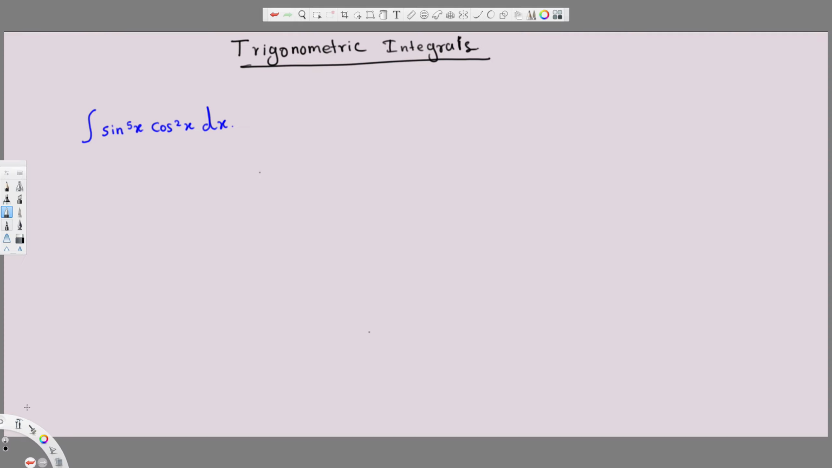Let's do this problem right here. So we have this trigonometric function. Let's see how we can integrate this one. Whenever we have an odd power, we try to separate this one first. That's the first thing to do, right?